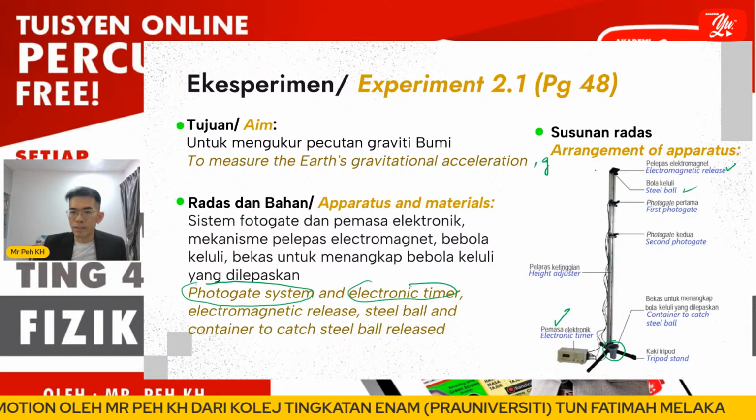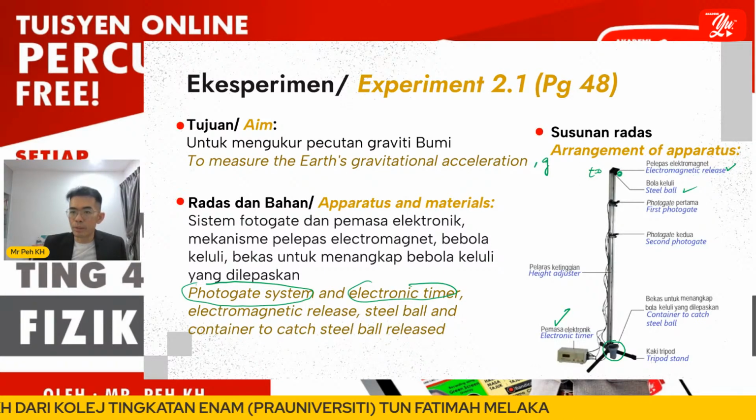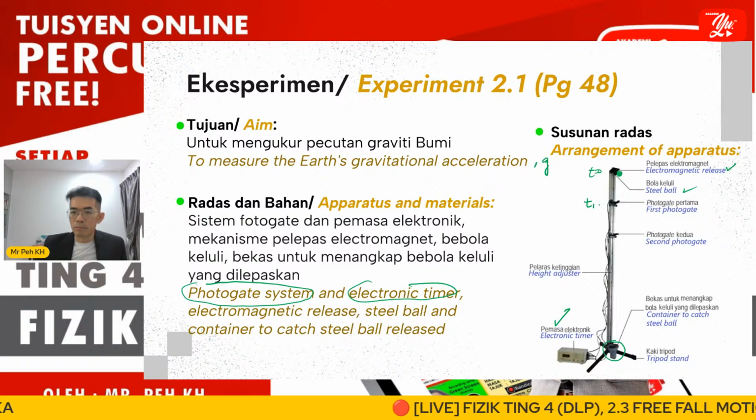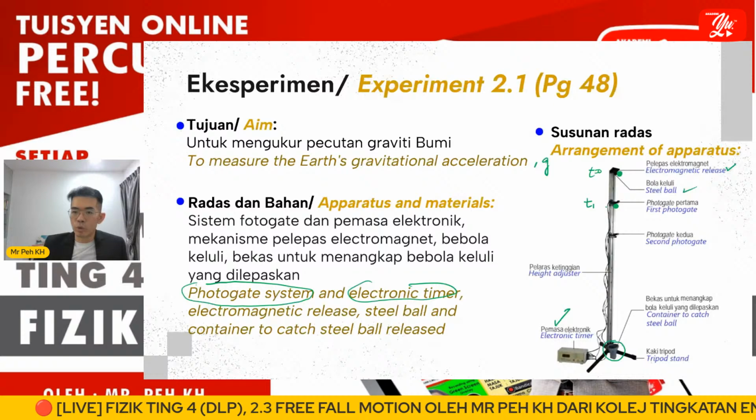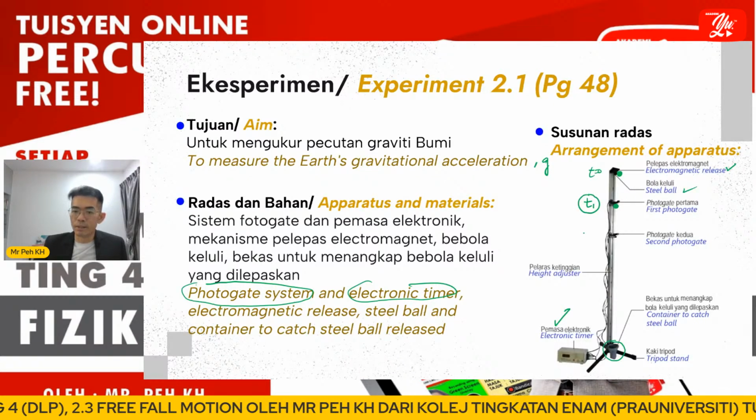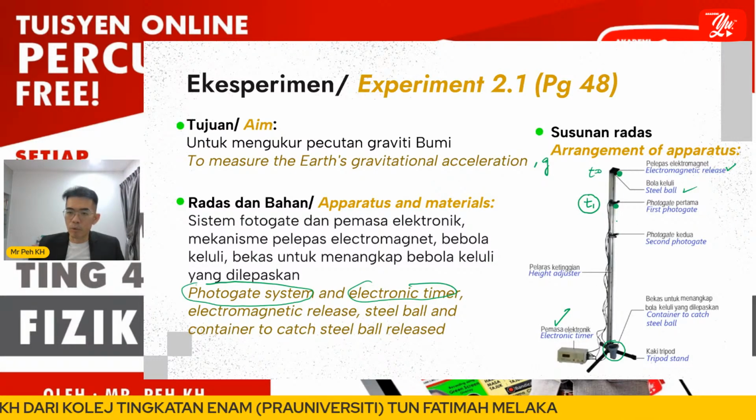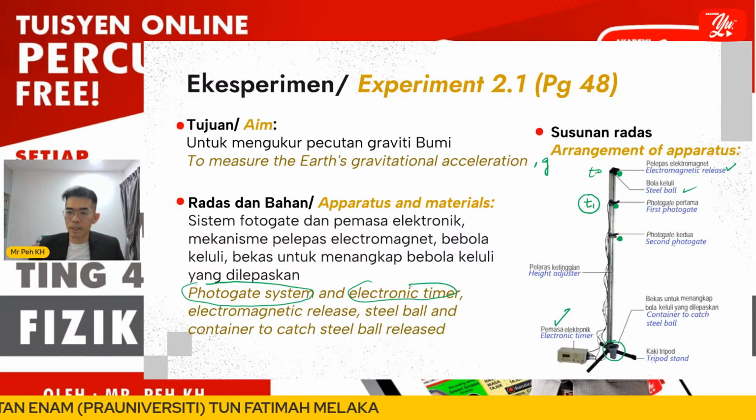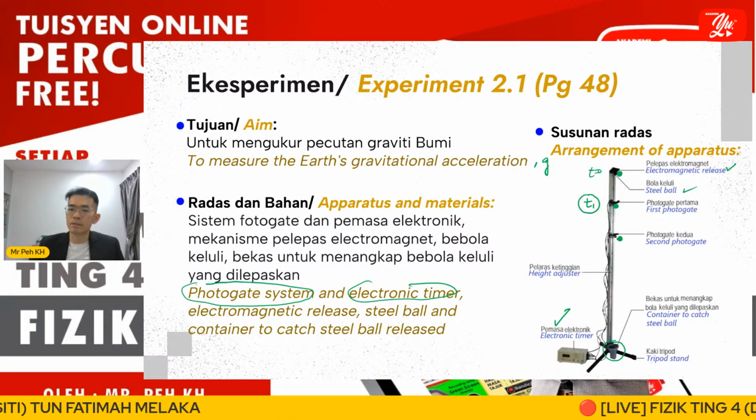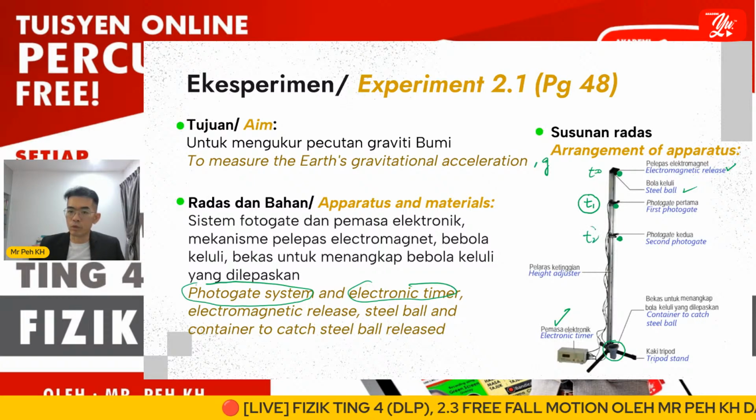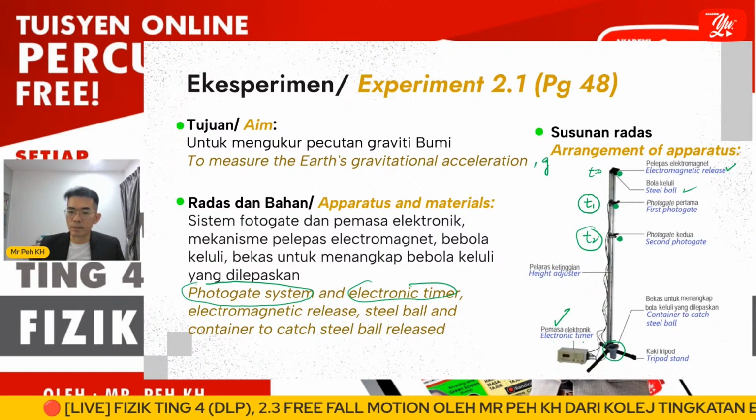At t equal to 0, the steel ball starts to drop from the top. After a certain period, the steel ball reaches the first photogate, which is known as T1 here. The T1 will be shown on the electronic timer. Then the ball continues to drop to the second photogate. The time when the steel ball reaches the second photogate will be T2, again shown on the electronic timer.